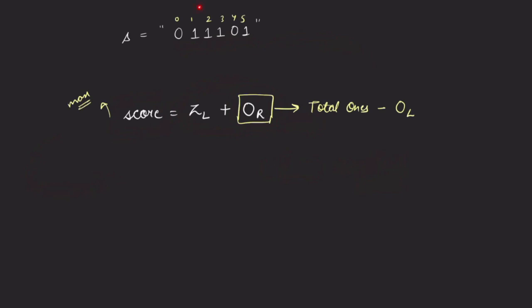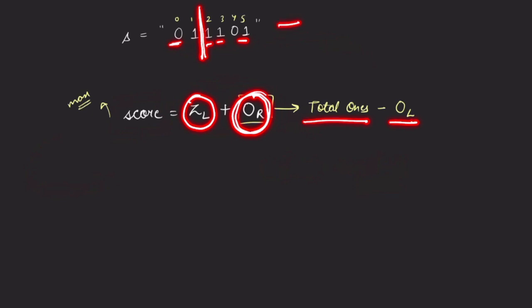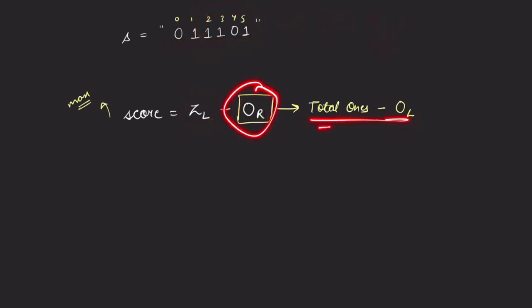So if I am doing a split over here, then my score is the number of zeros in the left substring, which is 1, and the number of ones in the right substring, which is 1, 2, 3. I am saying that this number of ones in the right substring, I can write it as the total number of ones in the entire string minus the number of ones in the left substring. So in the entire string, the total number of ones is 4. And in the left substring, the total number of ones is 1. So 4 minus 1 will be 3. So in my right substring, I am having 3 ones, right?